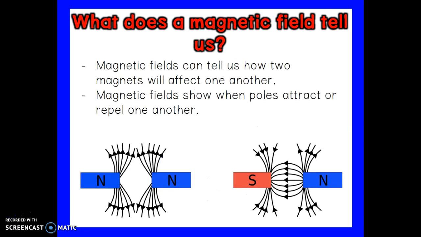Magnetic fields tell us a few things. They tell us how two magnets will affect one another. They also tell us when poles attract or repel each other.